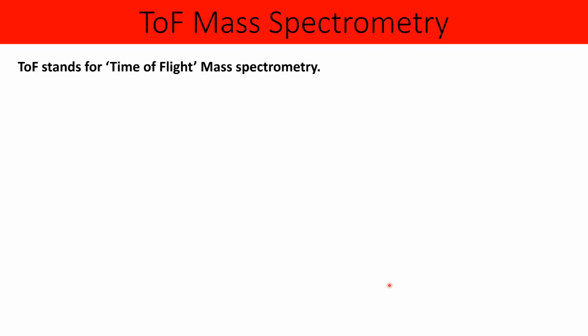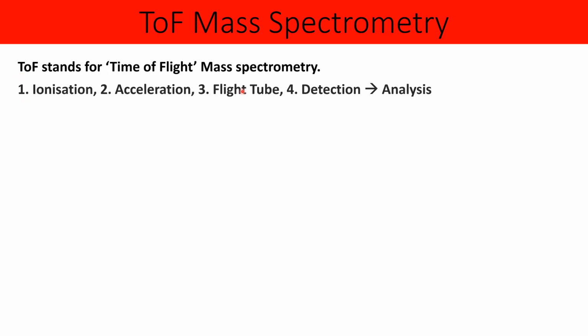Okay, right, so time of flight mass spectrometry. TOF stands for time of flight. There are 4 stages to time of flight mass spectrometry. First is ionisation, second is acceleration, third is the flight tube, and the fourth is detection. After all of that, it's not really one of the key stages, but it is something you would do: you would analyse your sample, analyse that data, try and make some sense of it.